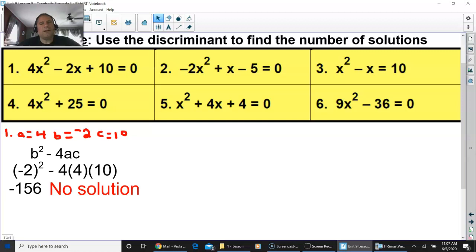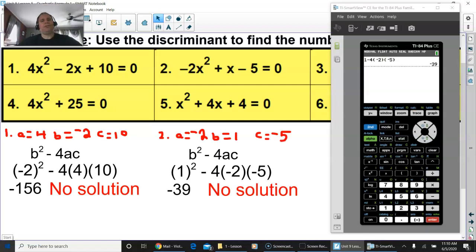Go ahead and try to do number 2, just like we did. See how many solutions you get. Press pause now. And number 2, we have A is -2, B as 1, and C as -5. Double checking that. B squared would be 1 squared minus 4 times A, which is -2, and times C, which is -5. I put all of this into the calculator like you see right here, and I get -39. No solution. Less than 0.